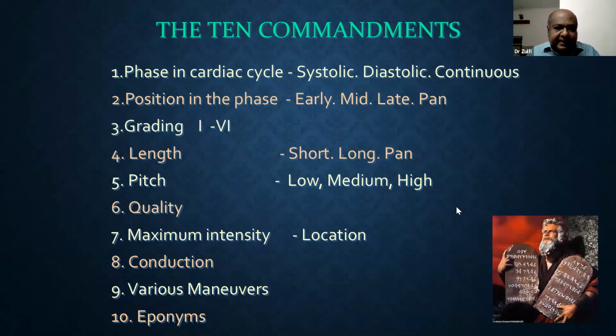Now, this I think is basically the quick way of looking at whether we have assessed a particular murmur. For example, you decide whether it is systolic, diastolic, or a continuous murmur. Then where is it? Is it in the early part, mid part, late part, or is it pan-systolic? You grade according to Levine up to 6, both systolic and diastolic murmurs, and look at the length of the murmur, pitch of the murmur, quality like rumbling nature, etc. Where is it maximally heard, and where does it conduct, like the axilla, and various maneuvers. And of course, there are certain interesting historical names given to certain murmurs, which are of great importance to people who like history in medicine.